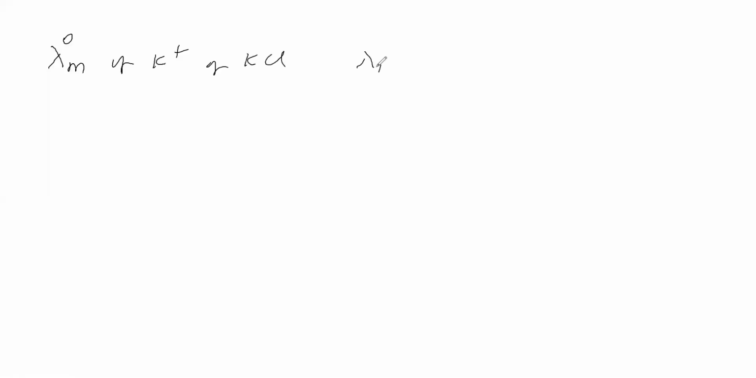Then lambda m naught of KCl, and lambda m naught of KBr. Like this we will consider. Now we are coming to the next point. What is the point? Lambda m naught. This naught means concentration is 0.